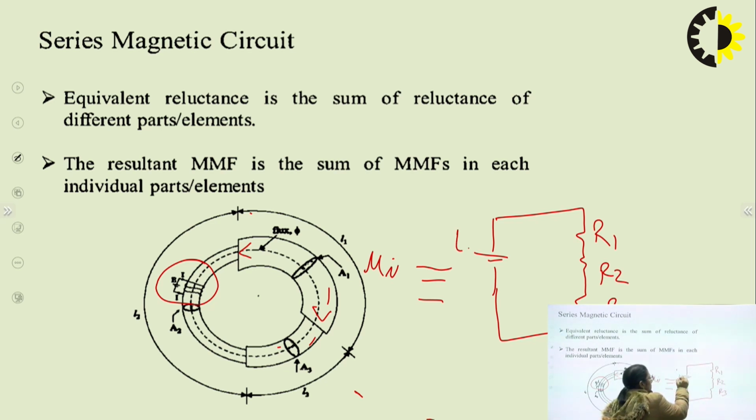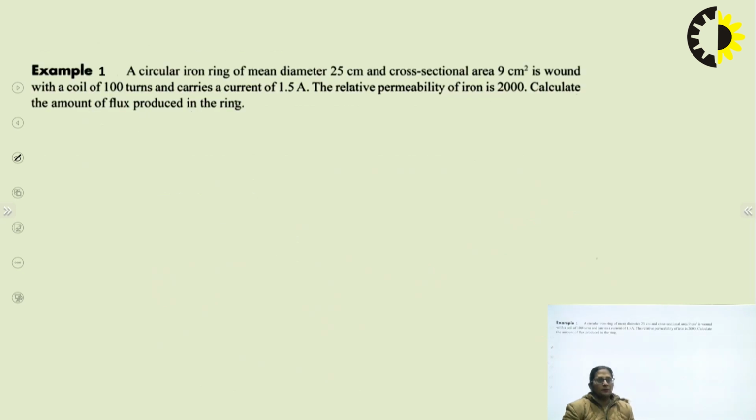This is the induced EMF, E. The current flowing would be same with three resistances, where R1 represents the reluctance for this path, that means for the first material. R2 represents the reluctance for the second material, and R3 represents the reluctance for the third material. This is a series magnetic circuit.